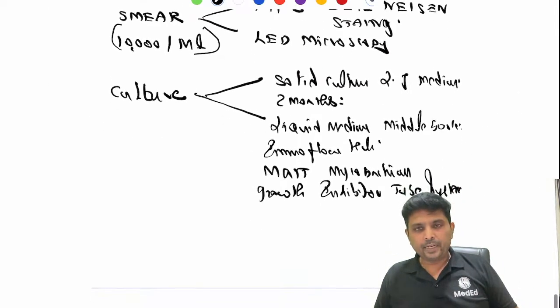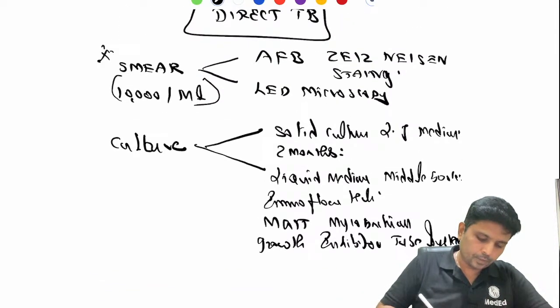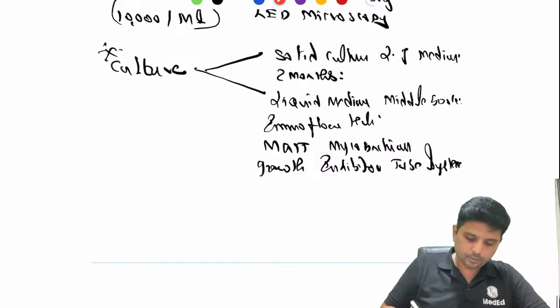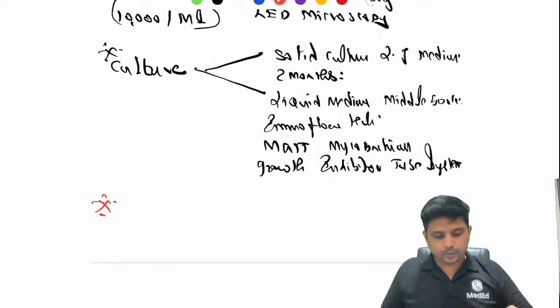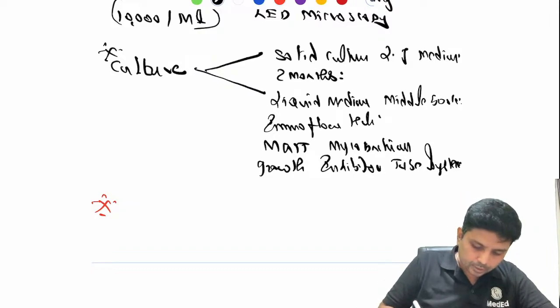Mycobacterial growth indicator tube system. So one is smear, second one is culture. So this is very important. MGIT is the gold standard test.